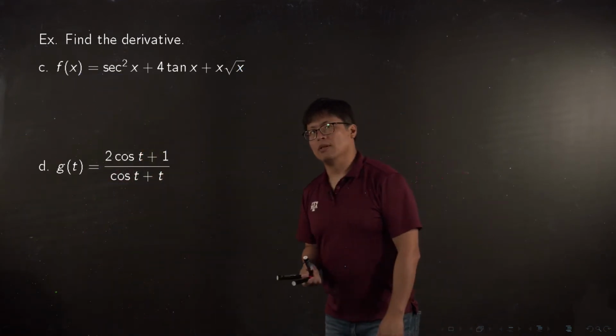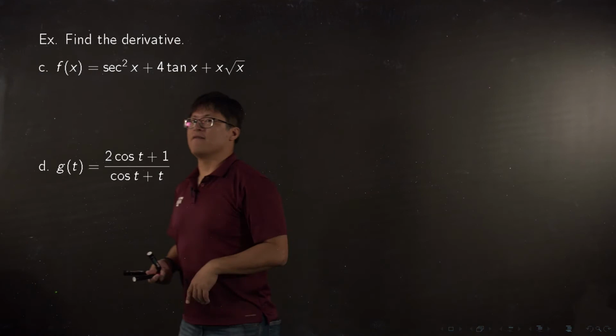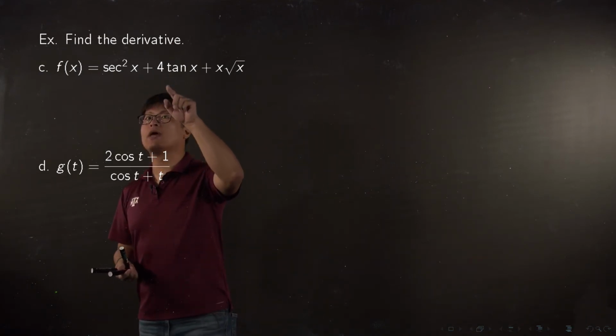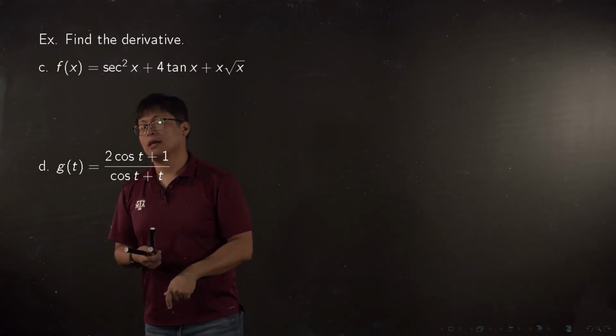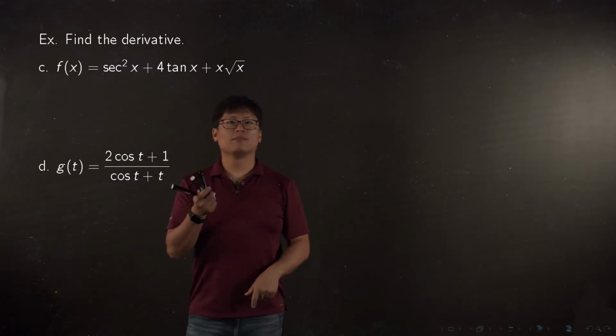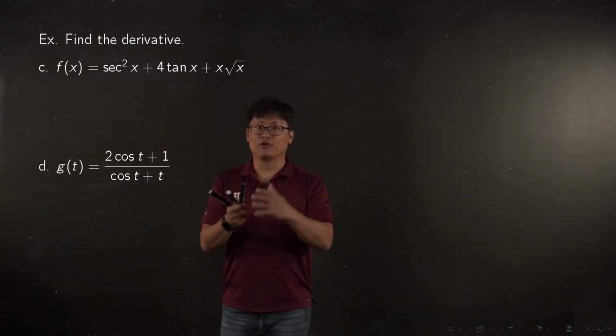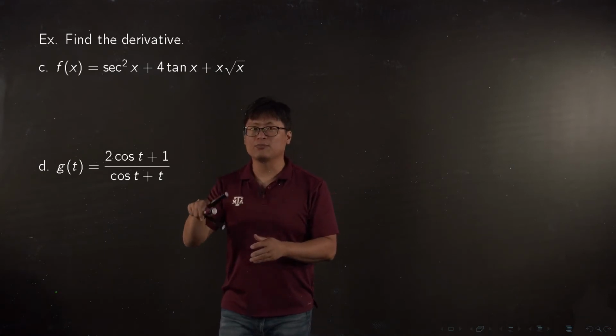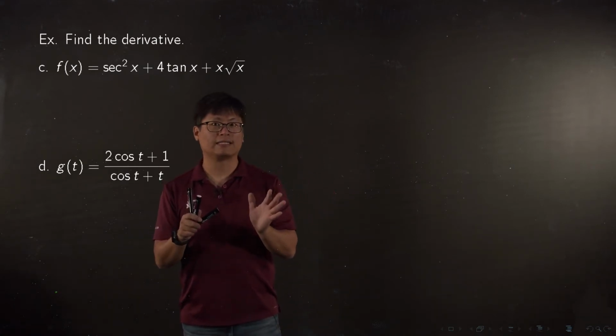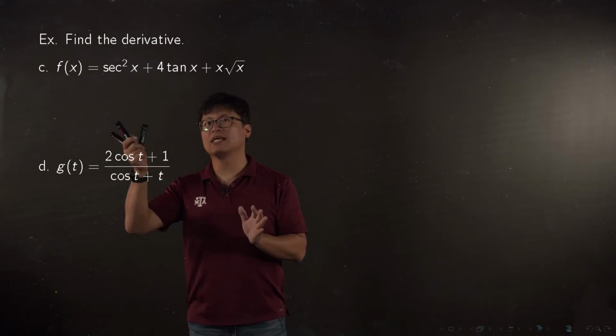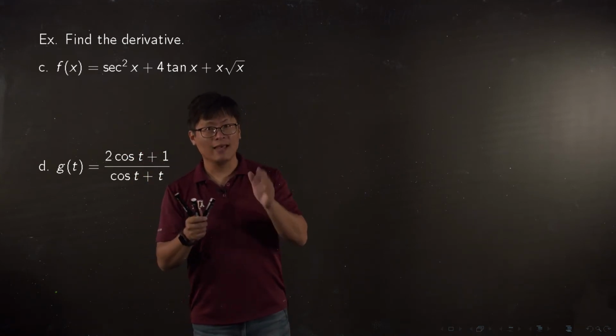What about this problem? Look at your function f. Oh, it is secant square x. What is that? Well, if you learned calculus before, it is really tempting to use the chain rule. Yes, you can do that, but at this point we didn't cover the chain rule yet. But let me show you how we can find the derivative of secant square x by the product rule. It really makes sense there.